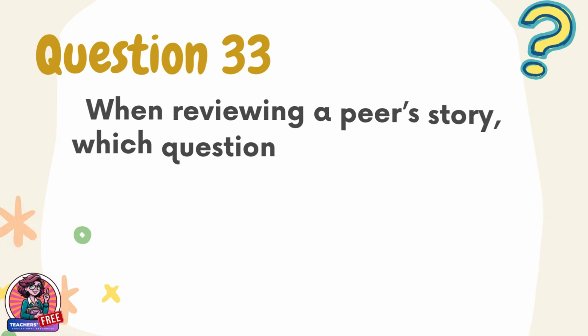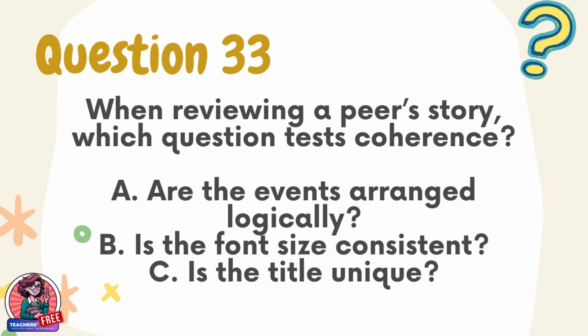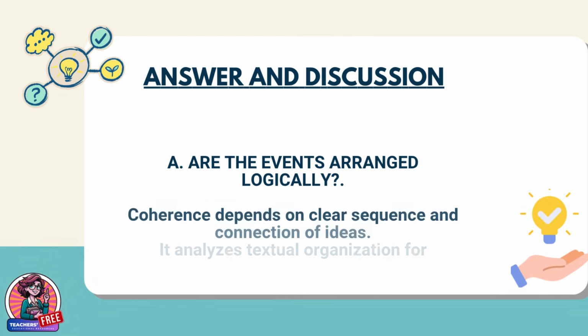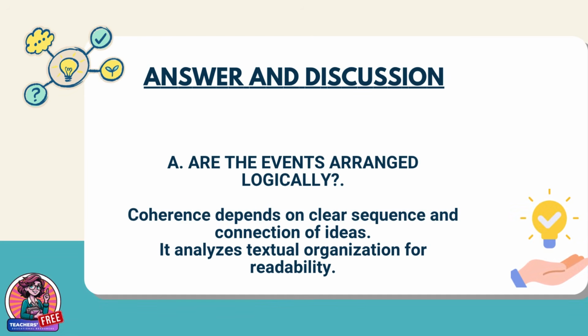Question 33. When reviewing a PIS story, which question tests coherence? A. Are the events arranged logically? B. Is the font size consistent? C. Is the title unique? Answer. A. Are the events arranged logically? Coherence depends on clear sequence and connection of ideas. It analyzes textual organization for readability.